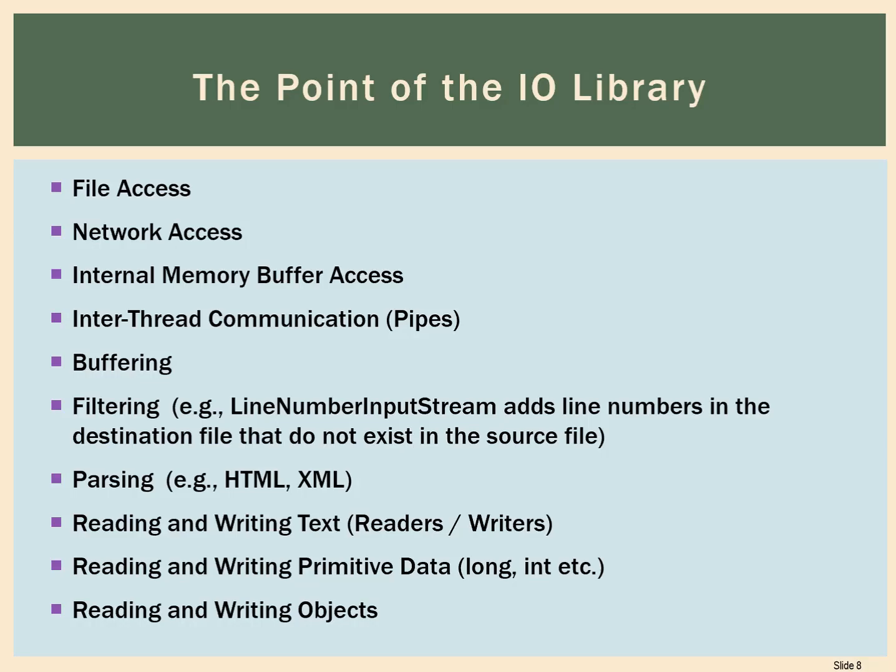So these are the different types of sources and destinations. As we said at the onset, the I/O library can do many different things. File access, enable network access, buffer access, pipes. You can do filtering, parsing, reading and writing text, reading and writing primitive data, working with arrays. There's quite a bit to do with the file I/O library. In future videos, we'll begin to explore some code that will actually do some file I/O.